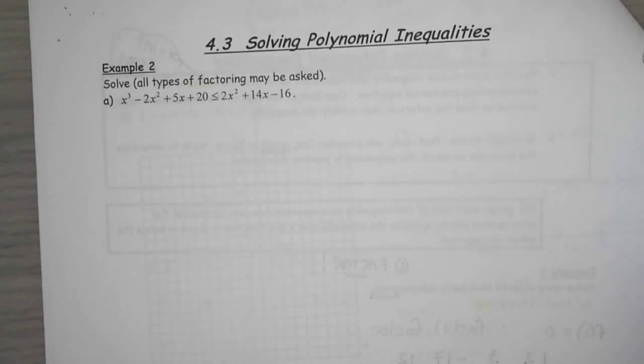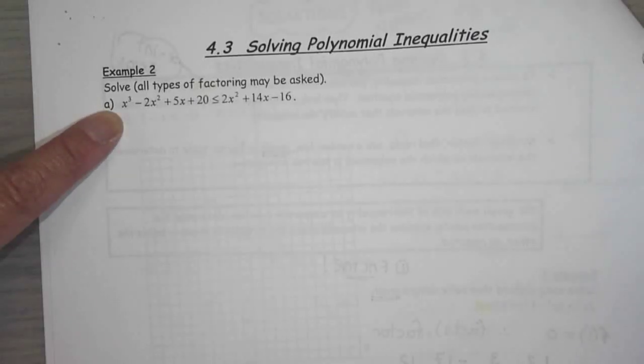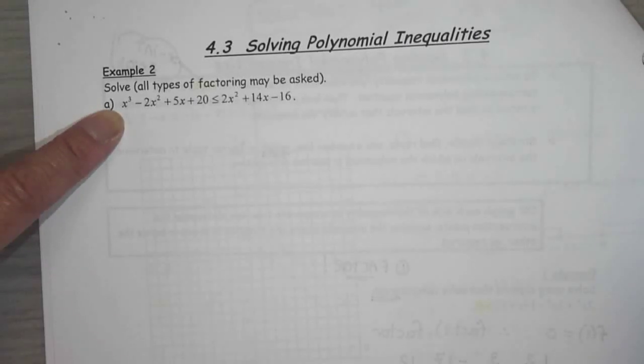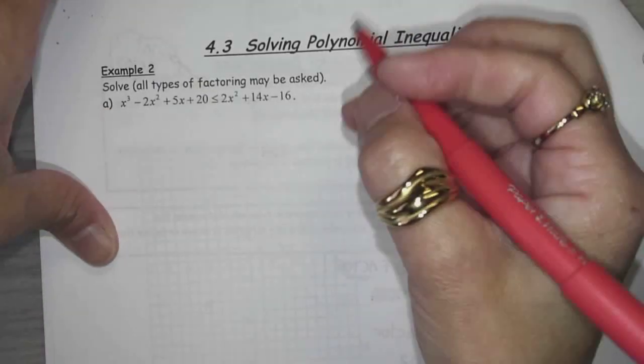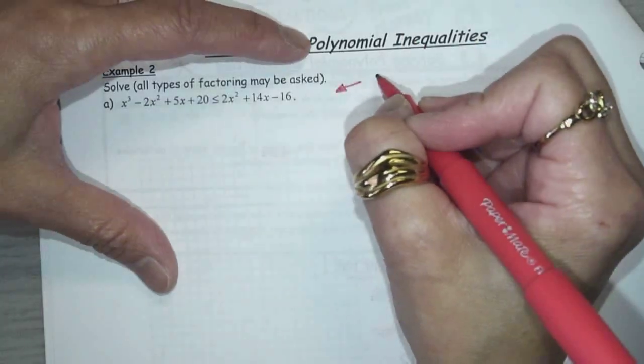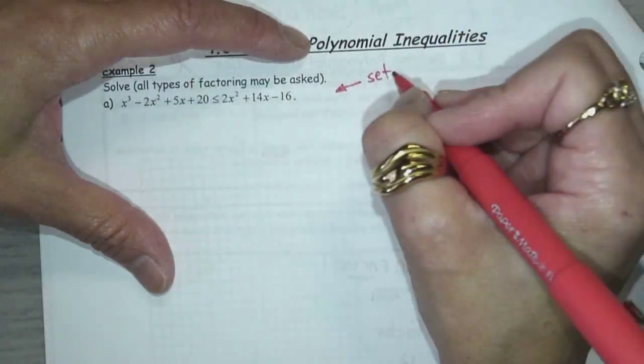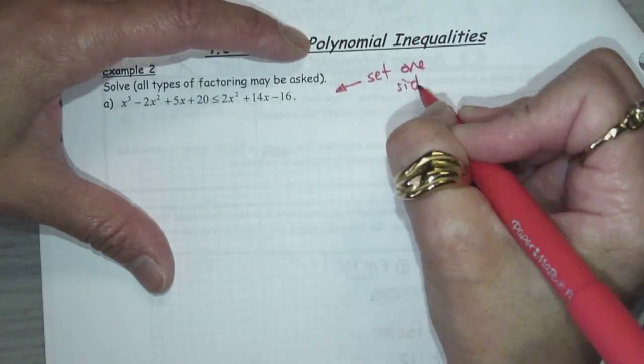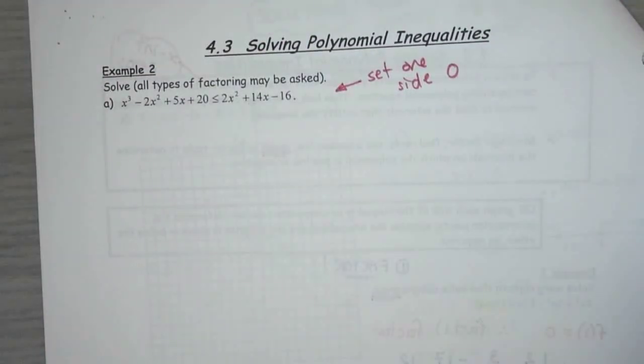4.3, second part here, or next page we're doing, is still solving polynomial equations. And the method that we have, that I showed you on the page before, is that we're comparing it to 0. So what we want to do here is set one side equal to 0. Then we can compare the line to above or below 0, right? That is the best strategy that we have.